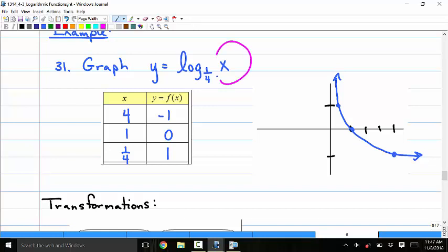One more time for a review. The domain: whatever you're taking the log of, so x has to be bigger than 0. My domain will be 0 to infinity. My range will be all reals. And my vertical asymptote will be at x equals 0.